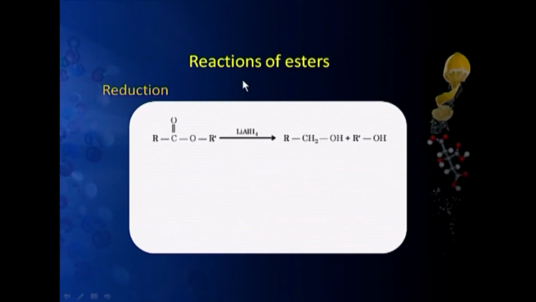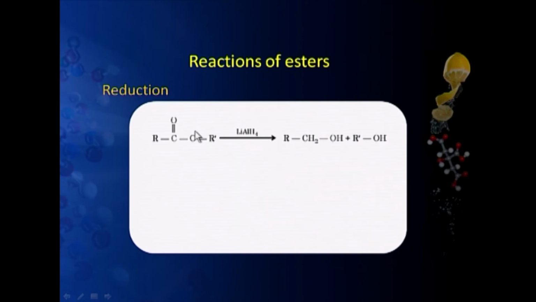Then reduction. Esters are reduced with lithium aluminum hydride. Lithium aluminum hydride cleaves this bond, the CO and O bond. One H goes to this oxygen, one H goes to this carbon. So this side goes as aldehyde and this side goes as alcohol. And aldehydes get further reduced with lithium aluminum hydride, and we ultimately get 2 molecules of alcohol.